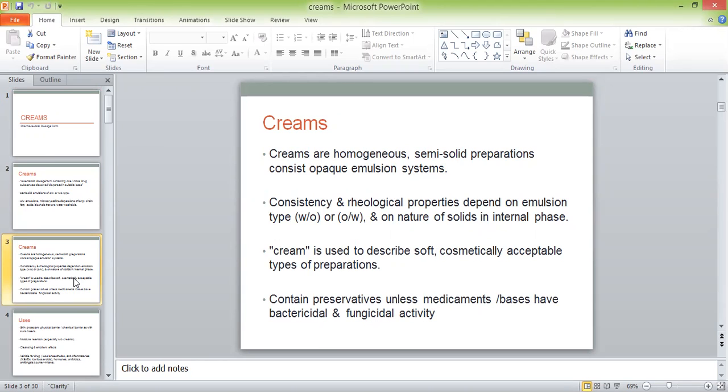They contain preservatives unless medicaments or bases have the bactericidal and fungicidal activity, which means that preservatives are also added in the formulation of creams to prevent the microbial attack or to prevent the microbial growth. And normally the preservatives which are used in the different pharmaceutical preparations are methylparaben and propylparaben. And some of the bases, they have bactericidal and fungicidal activity, which means they could destroy the bacteria and fungus.